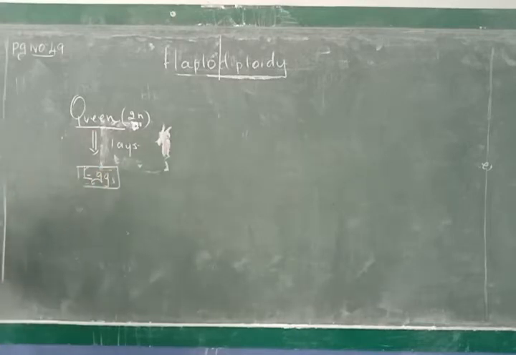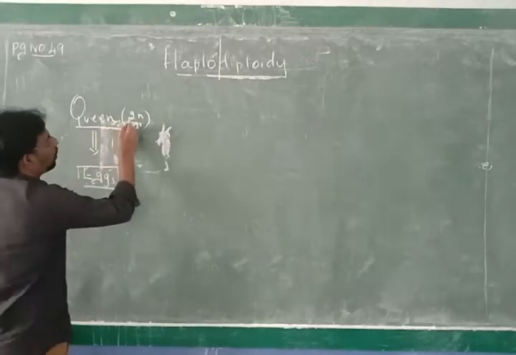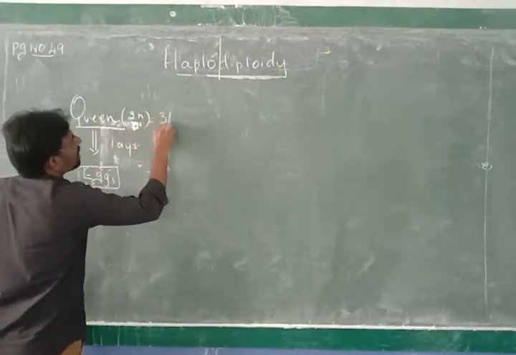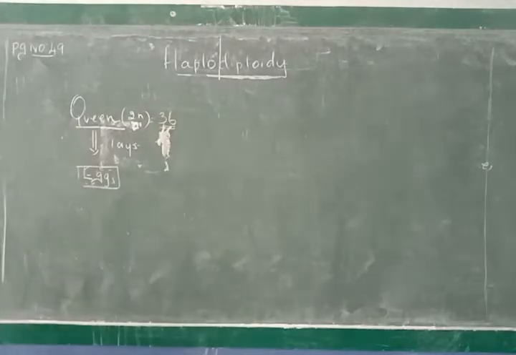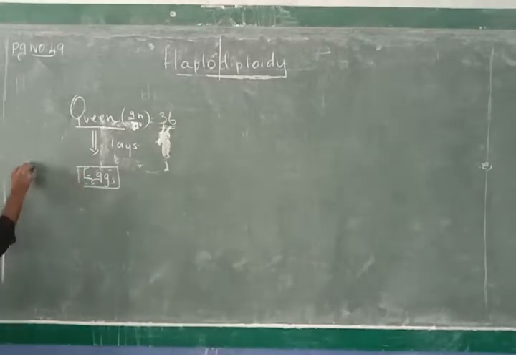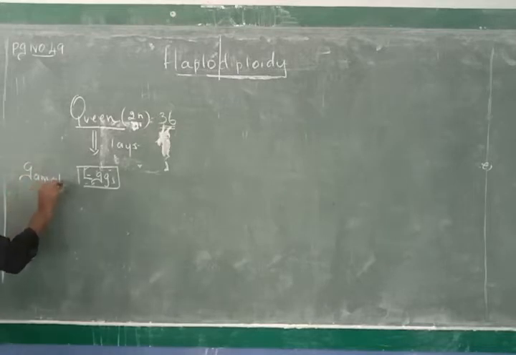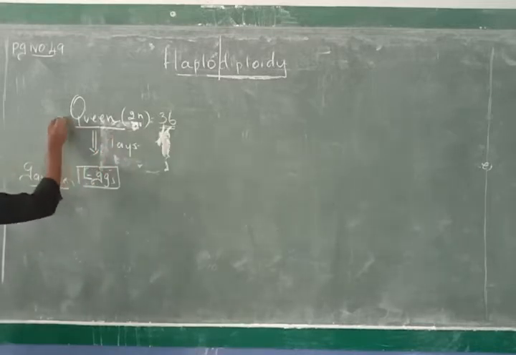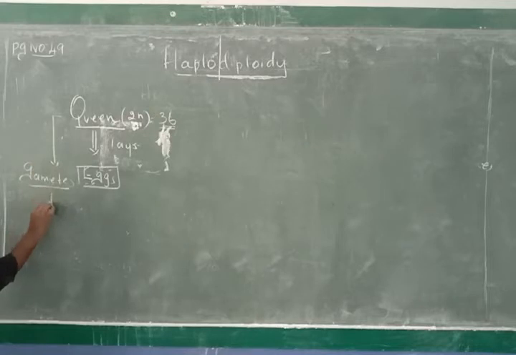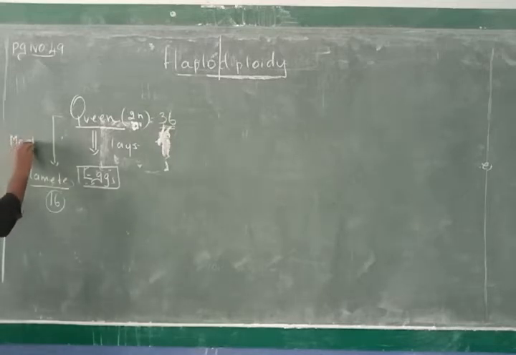Now listen very carefully. The queen is 2n, which means it has 32 chromosomes. Okay, a honeybee will have 32 chromosomes, just as we have 46. Now, an egg is a gamete. Egg is a gamete in the sense that when this queen is going to make an egg, these 32 chromosomes must undergo reduction division to form haploid 16. So this division is called meiotic division. That is what we studied in spermatogenesis and oogenesis.